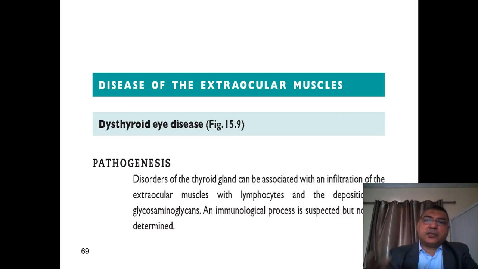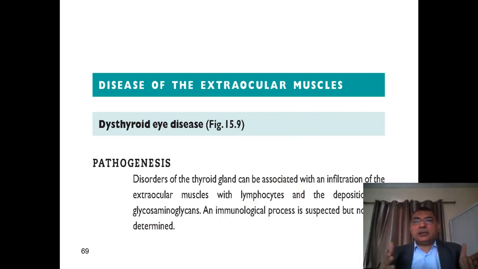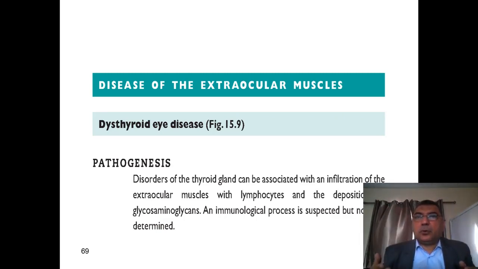In the eye, there is infiltration of the extraocular muscles with lymphocytes and deposition of glucosaminoglycans in the muscle. An immunologic process may occur also in this thyroid eye disease. In these patients, the prolonged course of the disease and the deposition of these inflammatory cells and the glucosaminoglycans in the muscles will result in inflammation of this muscle, will result in fibrosis of this muscle.